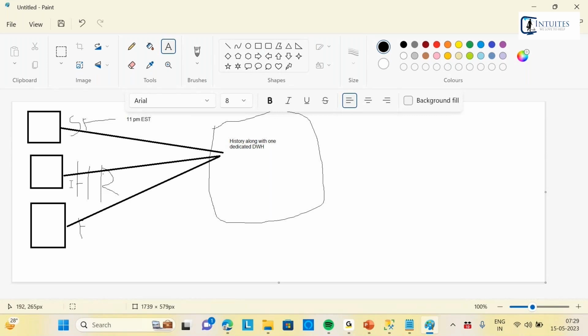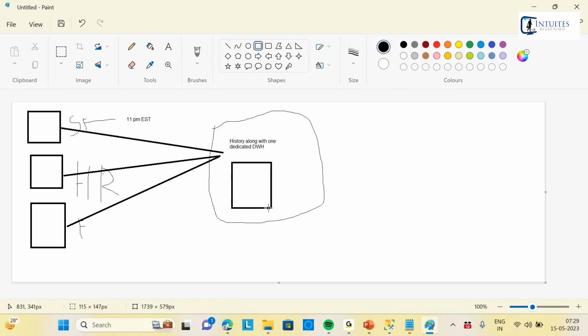Whatever data I have, I want to store it here. Each and every day, this is the task. So in that case, here we are holding the data. Let's take today as the 14th of May. Here we are loading all the data, and at 11 p.m. EST, all the transactions of the 14th of May will be moved into it.